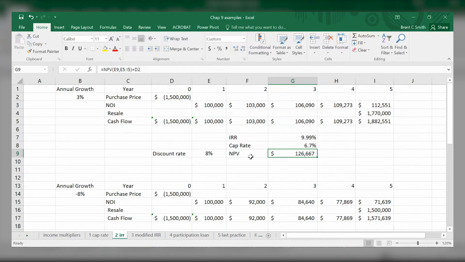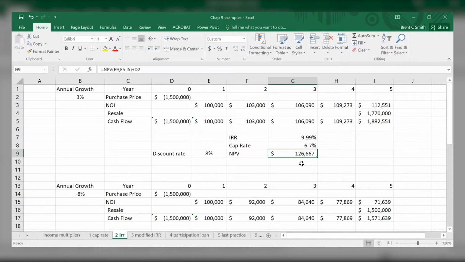And so what we have to do is take all of the inflows, beginning in year 1 till the end of our holding period. In this case, it's in I5. And then on the outside of the paren, we incorporate that initial outlay of the 1.5 mil. And you can see the NPV is 126.6 or 127 rounded. It's positive. So on the basis of an NPV decision, we should accept this project.